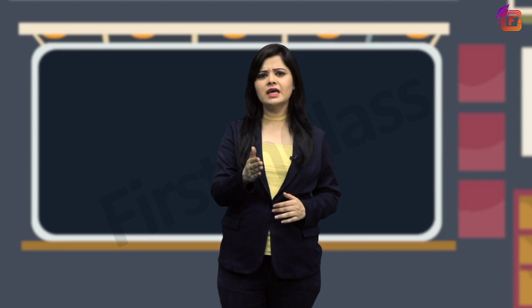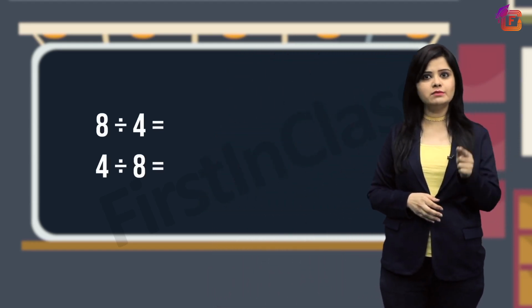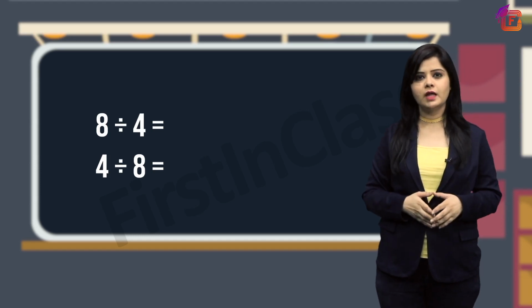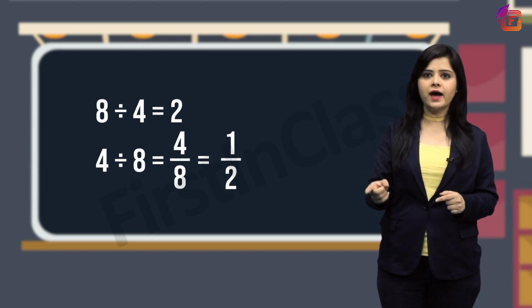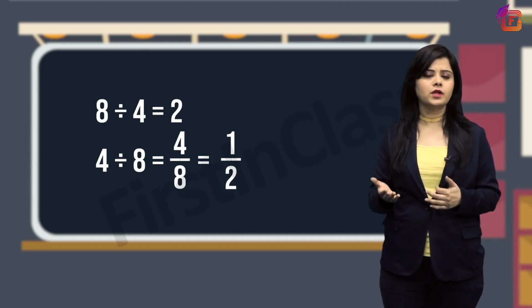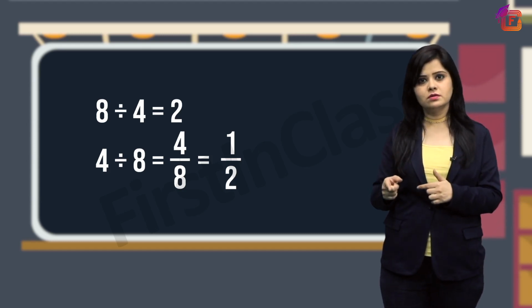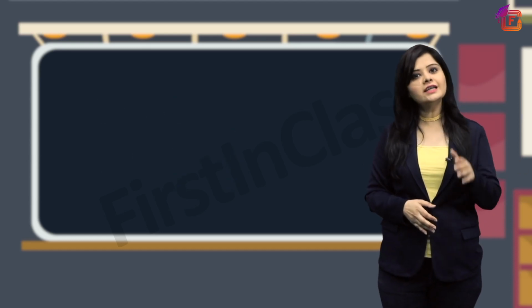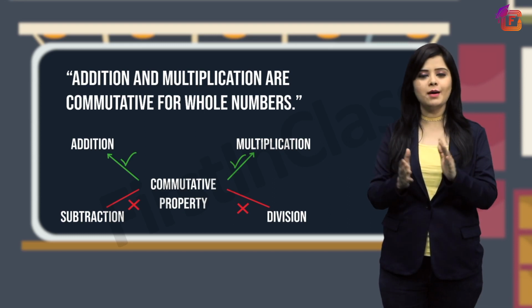Now, can you check if commutativity holds true for division? Let us check the calculations 8 divided by 4 and 4 divided by 8 to find it out. Now, 8 divided by 4 is 2 and 4 divided by 8 is a half. So, we get different answers when we swap the numbers in division. So, division is not at all commutative. So, we conclude that addition and multiplication are commutative for whole numbers.